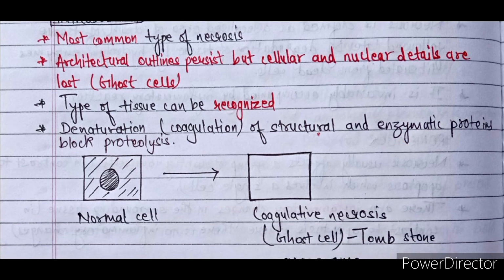So here we can see the normal cell is changed into coagulative necrosis, which looks like a ghost cell, or we can also say a tombstone. Here we can see the cellular and nuclear details are completely lost and only the architectural detail, that is the outline of a cell, persists.